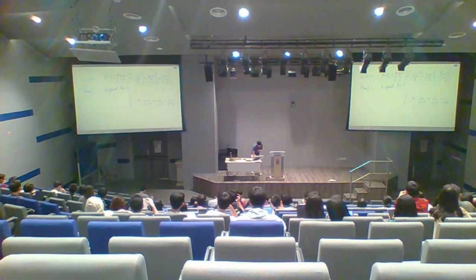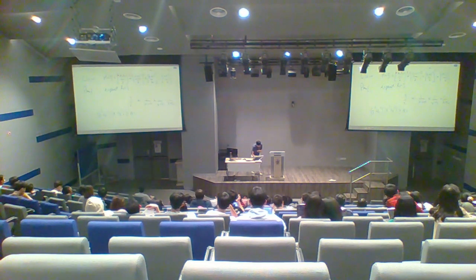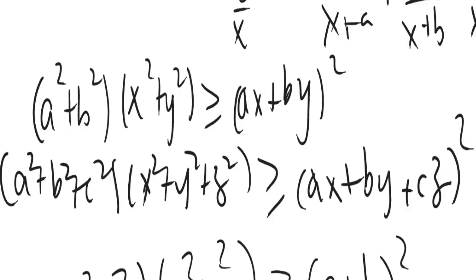For the two variable case, it will be a squared plus b squared times x squared plus y squared, more than or equal to ax plus by, squared. For the three variable case, it will be this, more than or equal to ax plus by plus cz, squared. Then you can go to a bunch of variables. So this is called the Cauchy-Schwarz inequality. These are the two inequalities that are kind of a must-know for Olympiad.